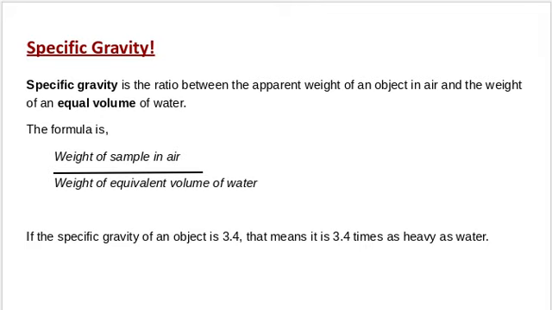So, the formula is the weight of a sample in air. It just means that you're weighing it in air. And the weight of an equal volume of water. It's the division of these two things. For example, if I have a specific gravity of 3.4, which is a result of the division of these two things, that means that the weight of the sample is 3.4 times as heavy as the weight of the equivalent volume of water. It's important to note that specific gravity and density are closely related, but they're not the same. Do not get them mixed up.